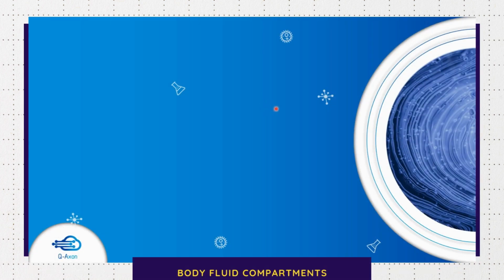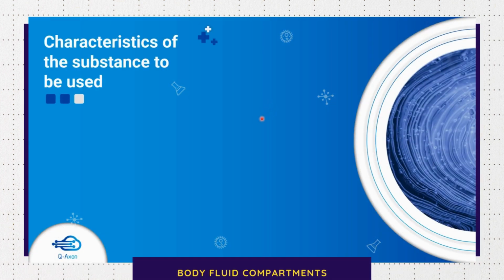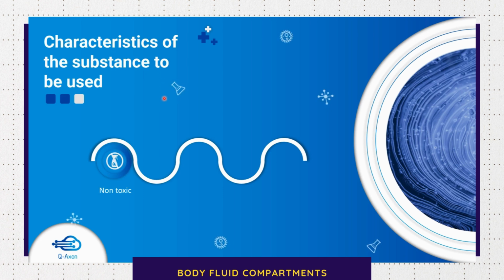So with this, let us see how various body fluid compartments are measured. For that, first we should know what the characteristics are of the substances which can be used to measure the body fluid compartment. First thing, the substance should be non-toxic, it should be non-harmful to the body, isn't it?